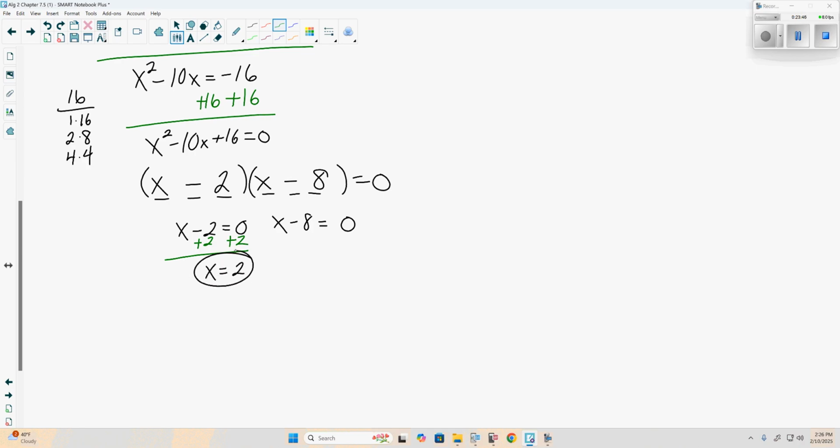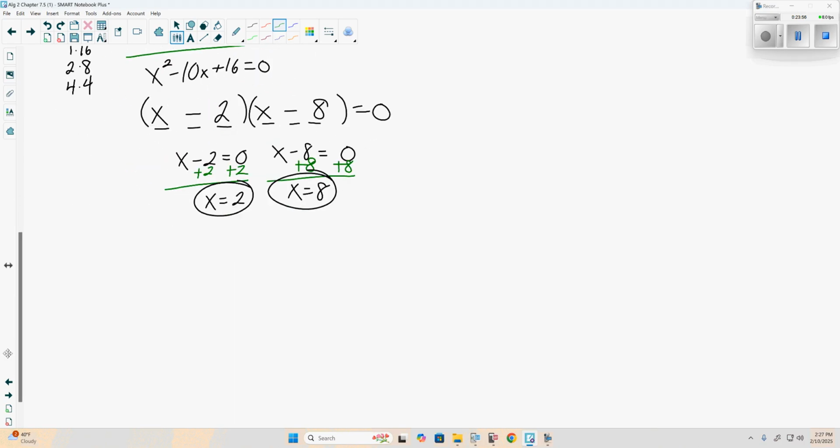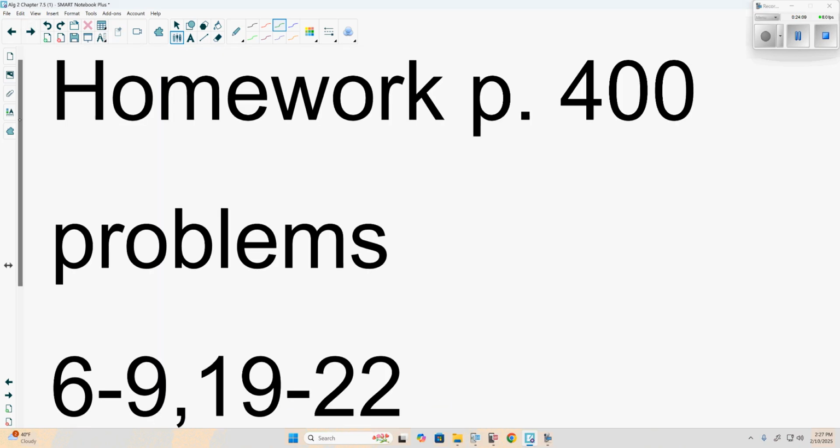Add 2 to both sides, get x equals 2. Add 8 to both sides, showing us x is equal to 8. And since neither one of those are our restrictions, those are our two solutions. Questions on this here? And that's it.